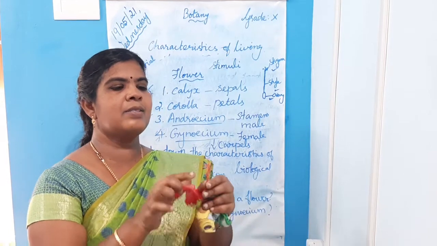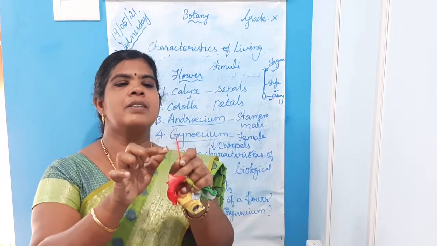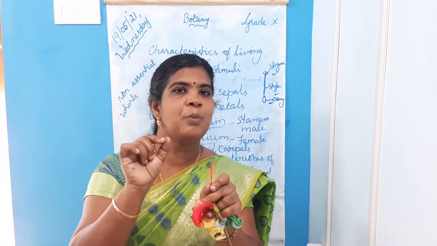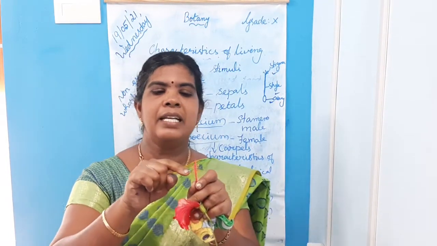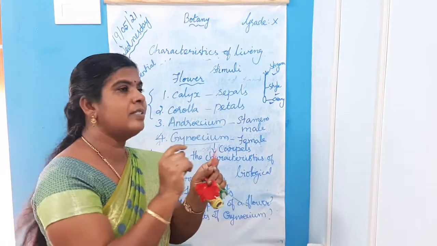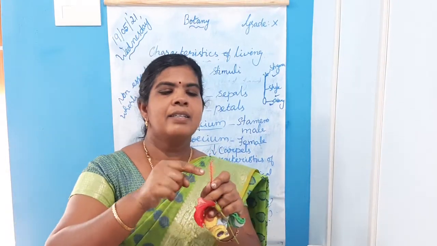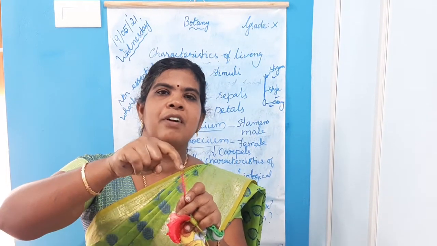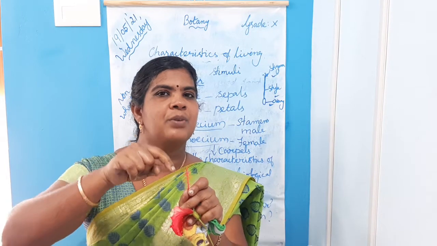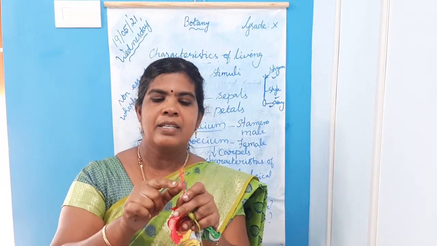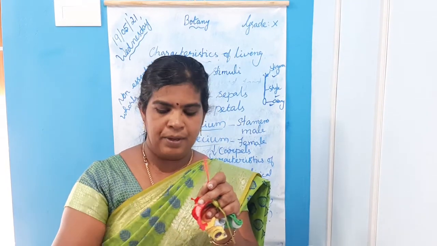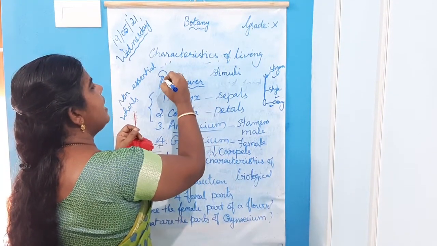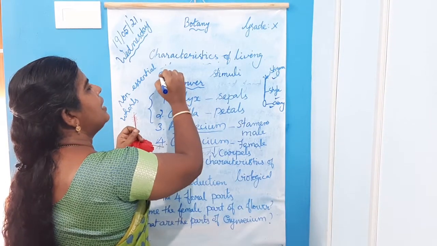This is the anther, and inside the anther there is pollen grain, the yellow powdery dust, inside these bags called pollen sacs. I already told you this is the stalk, the filament. Here is the anther lobe or pollen sac.